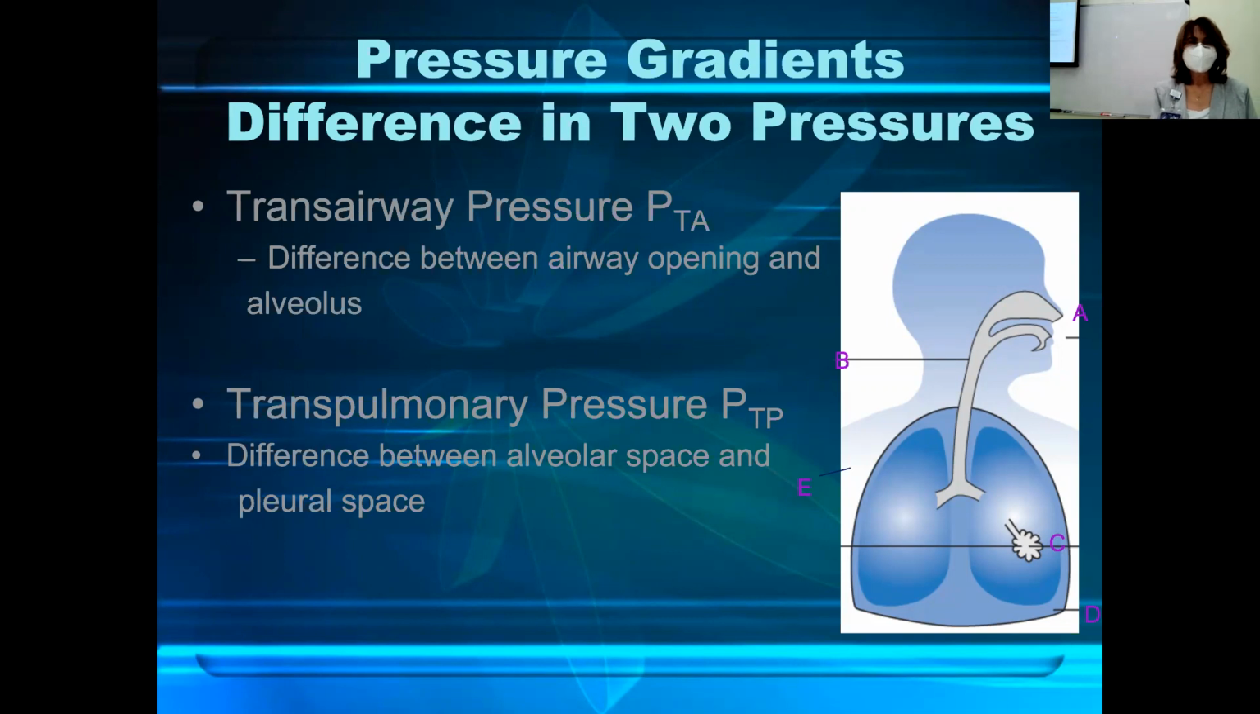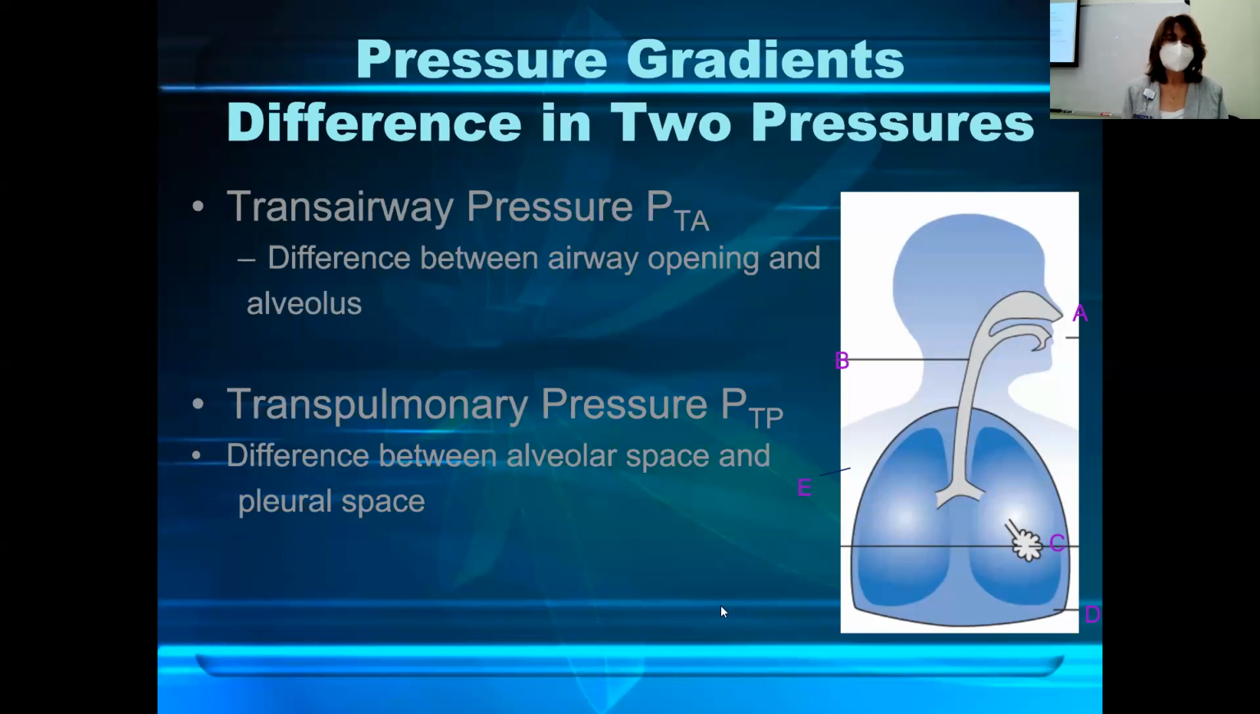All right, and then the different pressure gradients in the lungs. One of them that's commonly used is referring to the trans-airway pressure. Trans-airway pressure is the difference between the pressure at the mouth compared to the pressure in the alveolus. So when you compare those two pressures, it's called trans-airway pressure. And we're going to apply that to a formula coming up in a little bit.